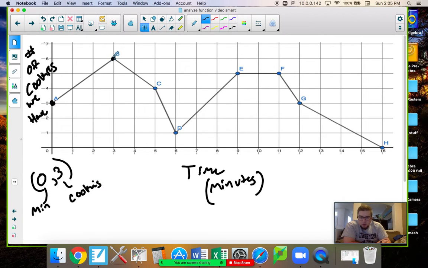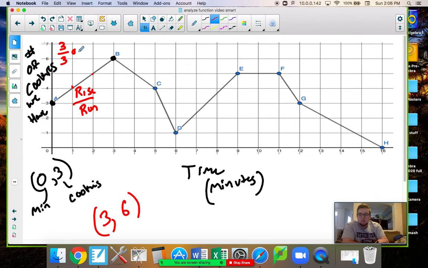Then at this next part, B right here, B is 3, 6. So in 3 minutes, we went and we got 3 more cookies. If we want to look at our slope, that's our rise over run, we could go from A to B, we could go from A to any dot that perfectly crosses the grid. We're going to see that the rate of change is 3 over 3, or simply 1 over 1. We get 1 cookie every minute.